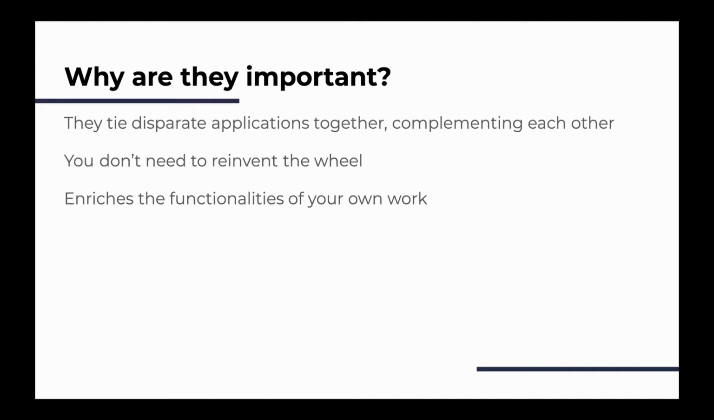So why is this all important? An API can tie separate applications together and make them complement each other. It allows you not to reinvent the wheel. If you wanted to do something for your application, you didn't have to code it from scratch. You can just bring an API to do it for you. It can enrich the functionalities of your own work by adding a bunch of tools. It gives you more tools for your toolbox when you're developing an application.